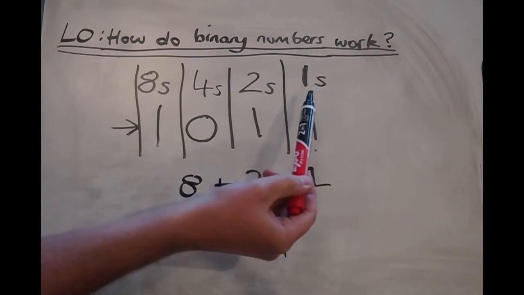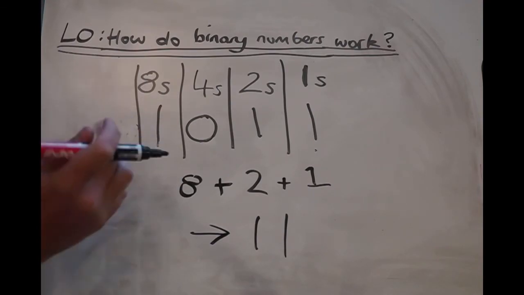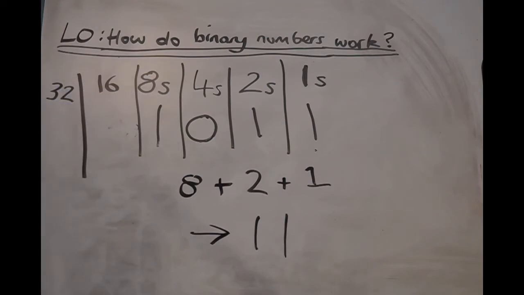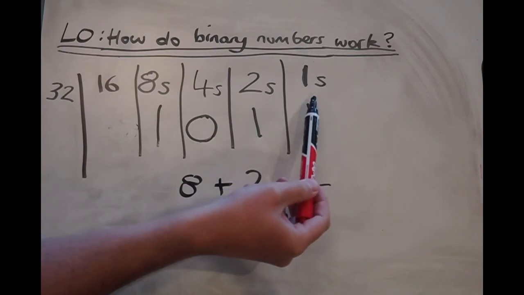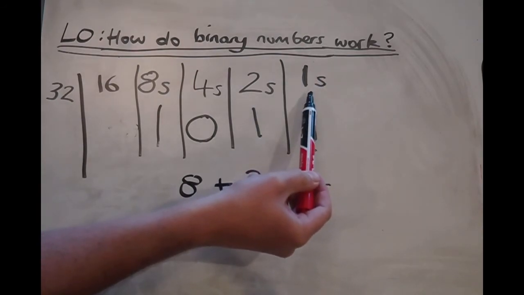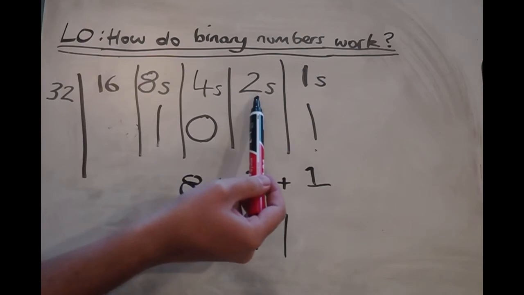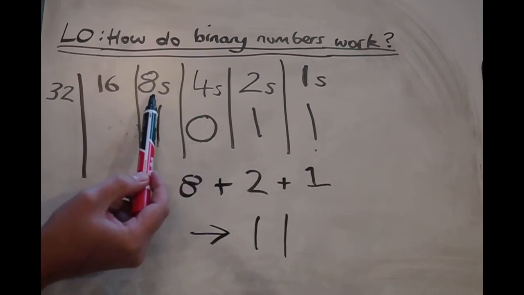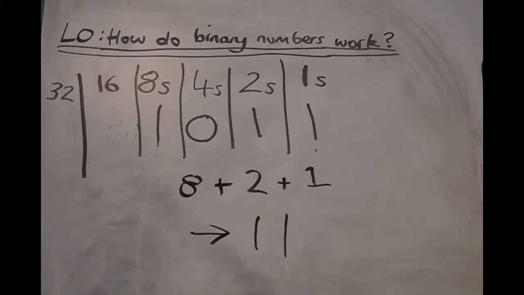So what would come next? We've got 1, 2, 4, 8. What do you think would come next? So if we had a longer binary number, then this would be 16 over here. And then what would come after that? We'd have 32, which is just right on the edge of my board there. Maybe you notice the pattern, but if you don't, every time we move left, we are multiplying the number before by 2. So we've got 1 over here, then we multiply by 2 to get 2, then multiply that by 2 to get 4, then by 2 to get 8, then by 2 to get 16, and then by 2 to get 32.